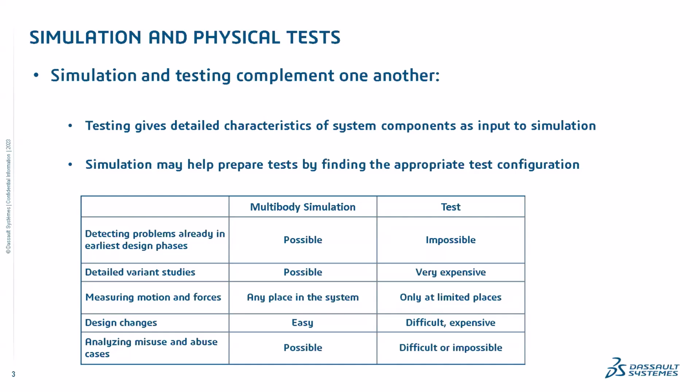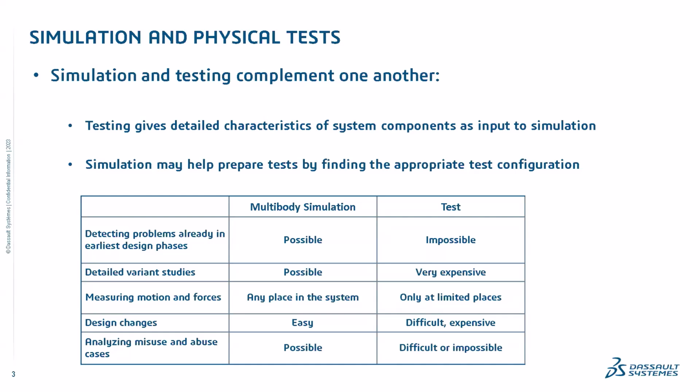In terms of measuring motion and forces, it's obviously possible to place a sensor in your virtual model anywhere in the system, and you can measure them. With physical tests, it's only possible at limited places in the physical world. Design changes are easy, of course. It's a matter of seconds to minutes to do design changes in multi-body simulations, whereas in physical tests they are difficult and can be very expensive.